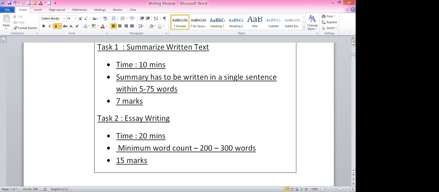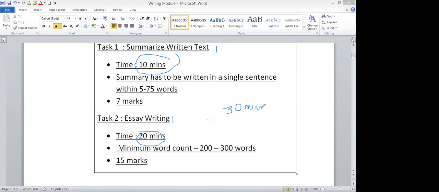Okay, so task 1, summarized written text, you have 10 minutes, as you can see here, and your essay writing is for 20 minutes. Okay, so there is a possibility if you get 2 questions, 1 summarization and 1 essay writing, you are spending how much time? You will be spending 30 minutes, right? Yes. If you get 1 summary and 1 essay, you're spending 30 minutes of your time.